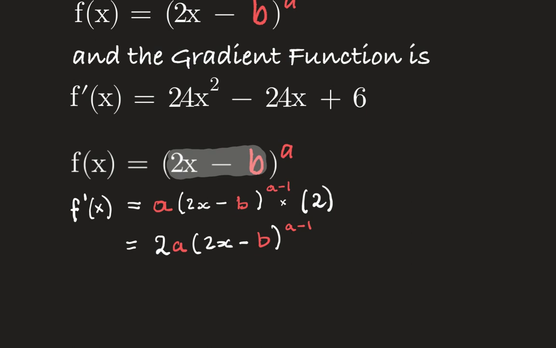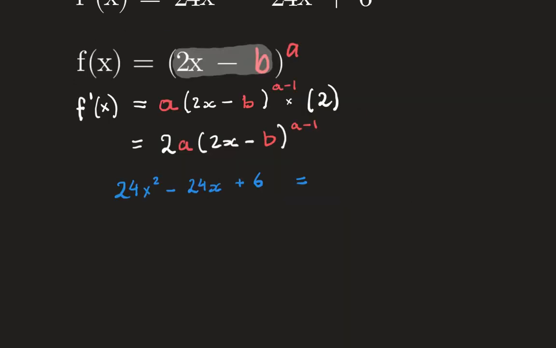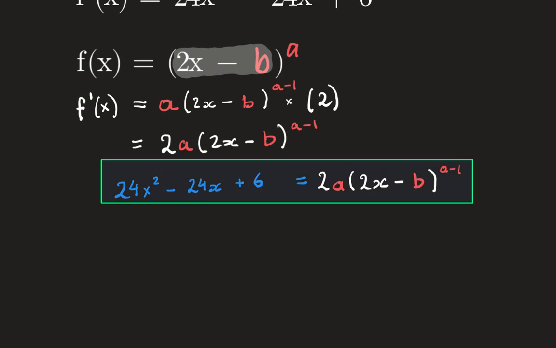So let's just equate them. So we want 24x squared minus 24x plus 6 to look like 2a(2x minus b) with exponent a minus 1. And it looks to me like that left-hand side could undergo some rearrangement. So let's have a look at that left-hand side function.